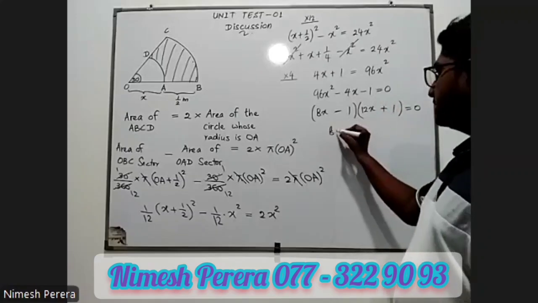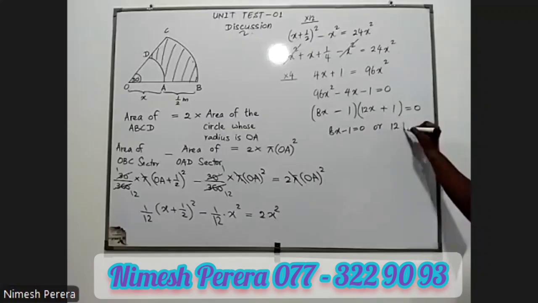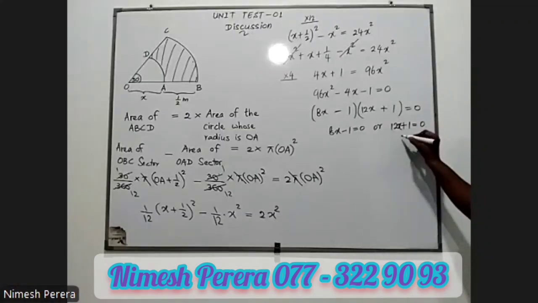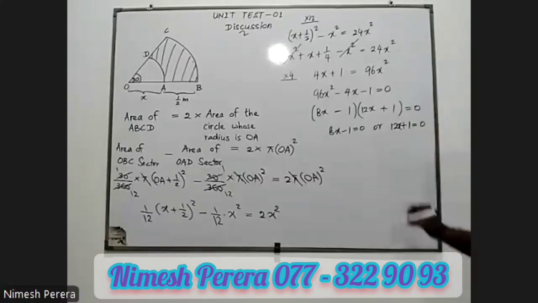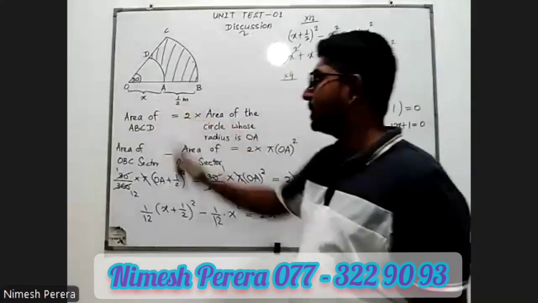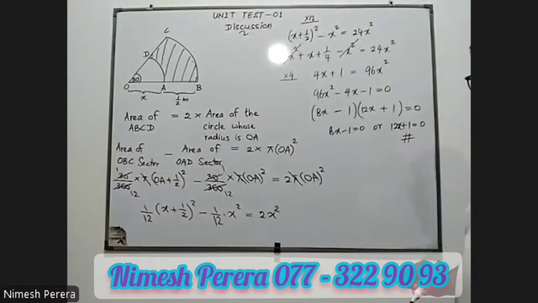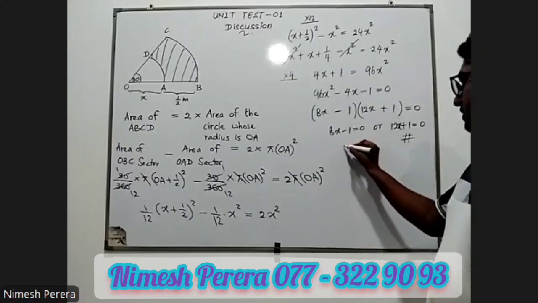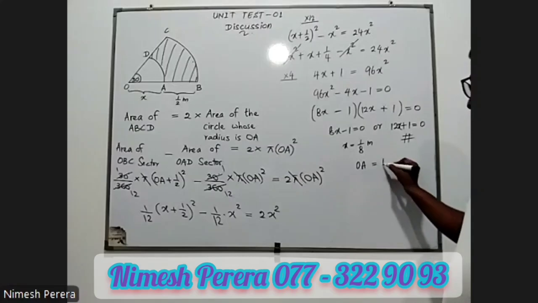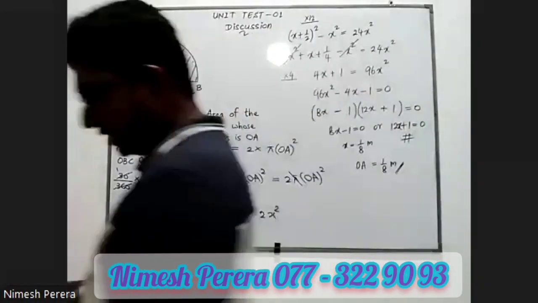Yes. Which means 8x minus 1 is equal to 0, or 12x plus 1 is equal to 0. But here you will get a negative value. That is impossible. You can't get a radius as negative, length as negative. So the symbol you have to put is contradiction symbol. This cannot happen. So x is equal to 1 over 8 meters. OA is equal to 1 over 8 meters. So this is the answer for the first part.